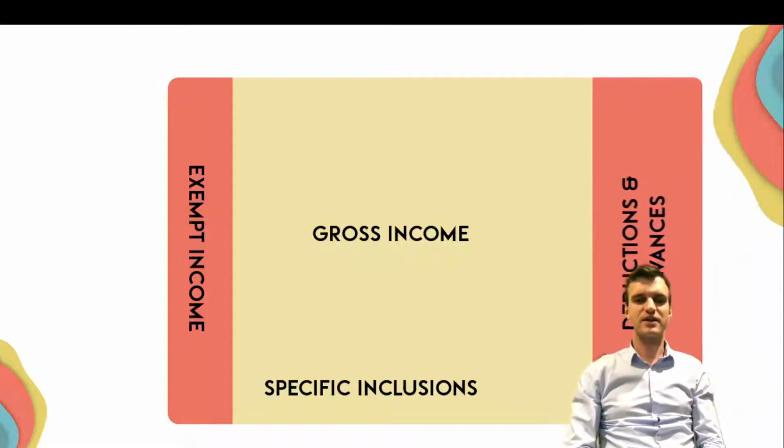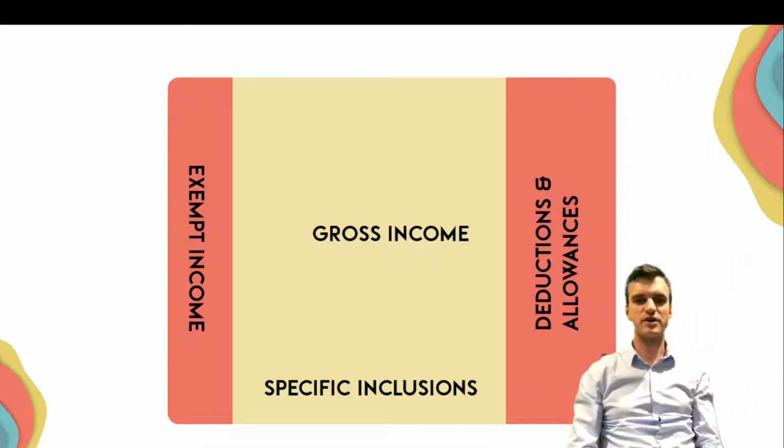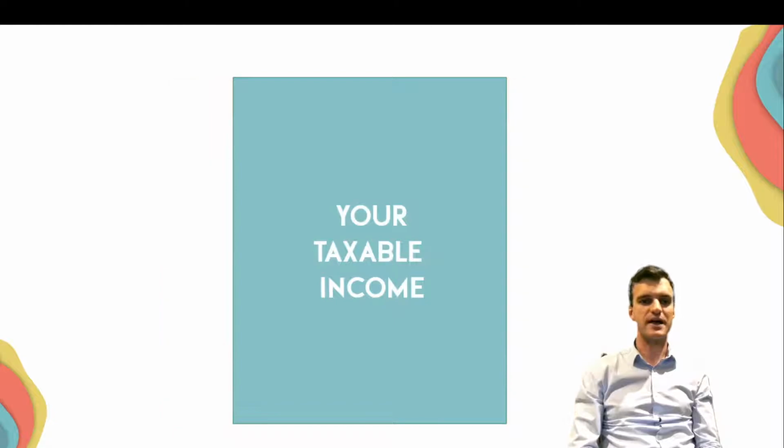And then lastly, there are deductions and allowances, which are expenses and other items that you are allowed to deduct from your gross income to calculate your taxable income. And that's how you get to your taxable income.